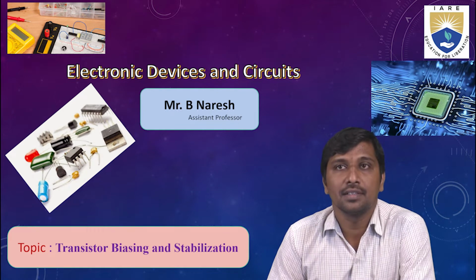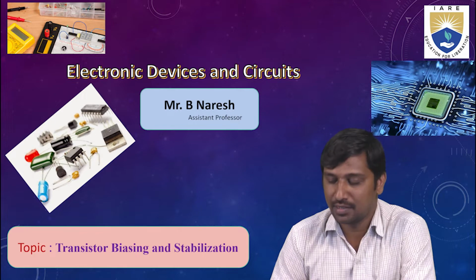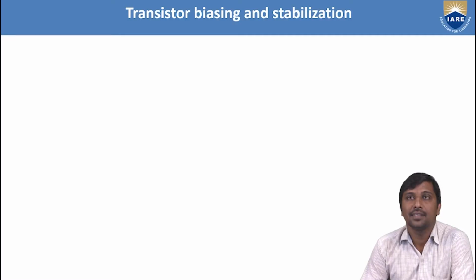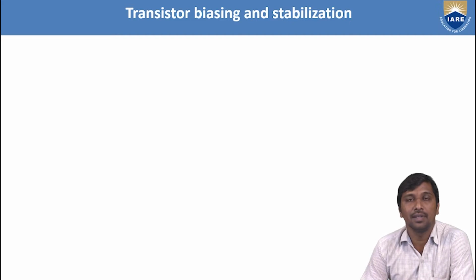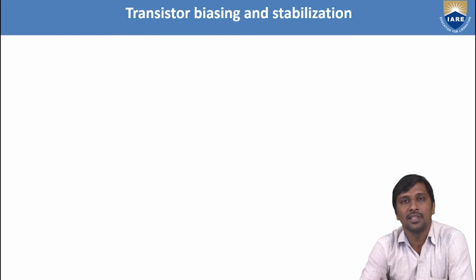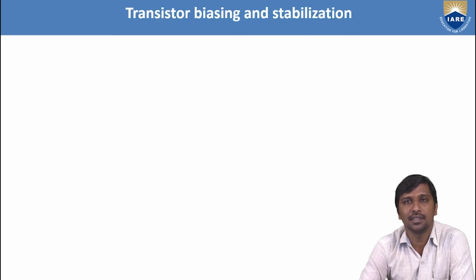Today's topic is transistor biasing and stabilization. Why is biasing required, and what is the need for stabilization? Here we are going to use a bipolar junction transistor. In this bipolar junction transistor, we have two types of transistors: one is the NPN transistor, another one is the PNP transistor. The major application of this transistor is as an amplifier.